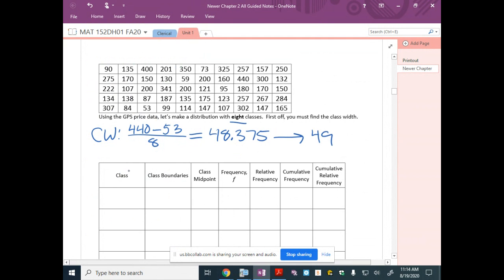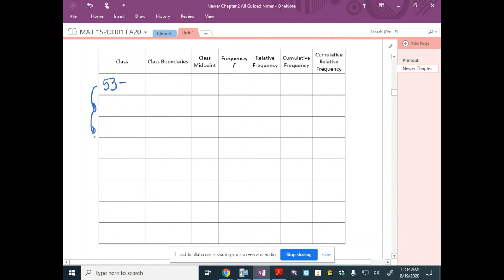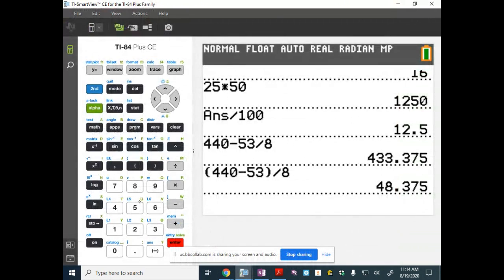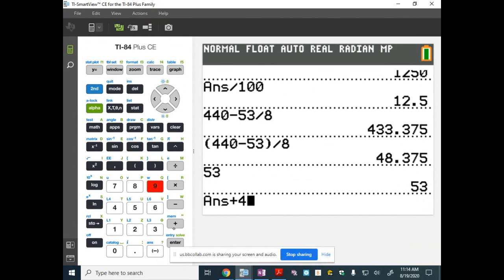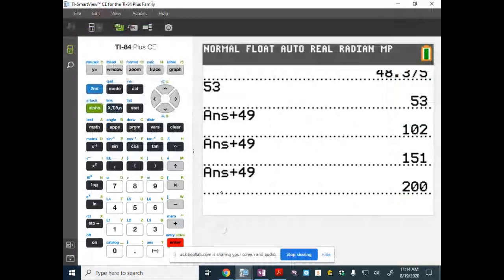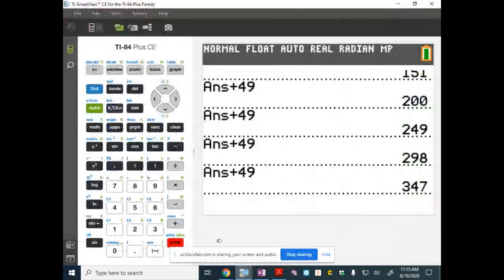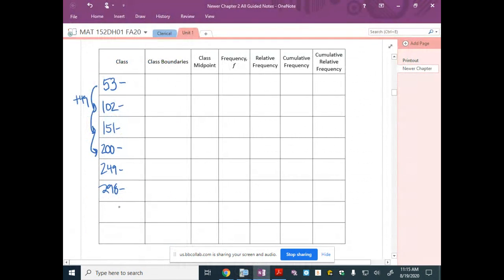So, now in this case, our class is going to start off with the lowest value, 53. Now, we're basically going to add 49s until we get to the end. So then we have 102, 151, 200, and so on, up to 347 and 396.